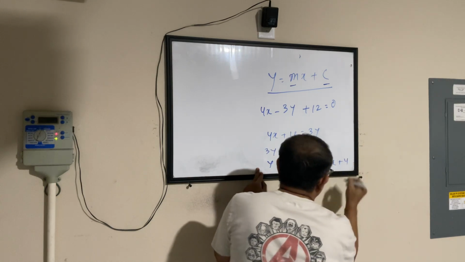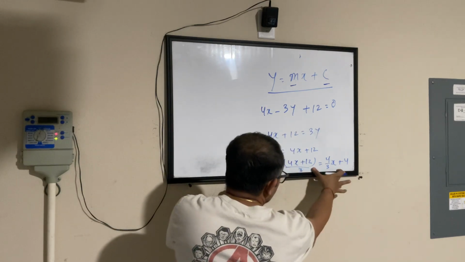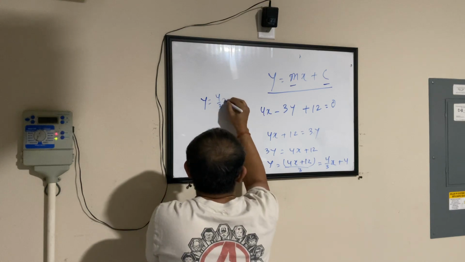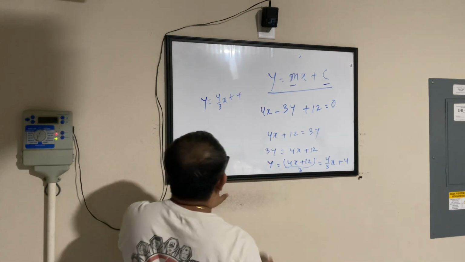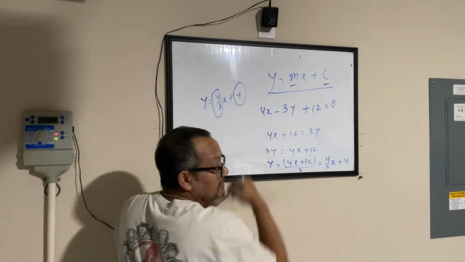plus 12 by 3, or 4. So this whole equation can be rewritten like this, or it becomes y equal to 4 by 3 x plus 4. Now what is your slope? This is your slope. Where it meets the y-axis? This is where it meets the y-axis.